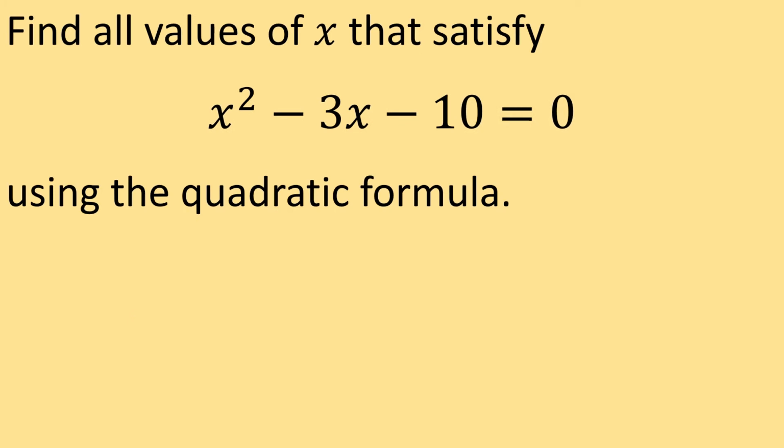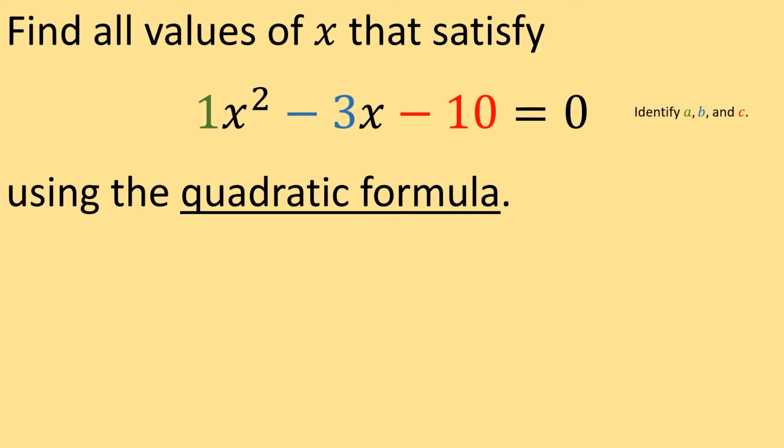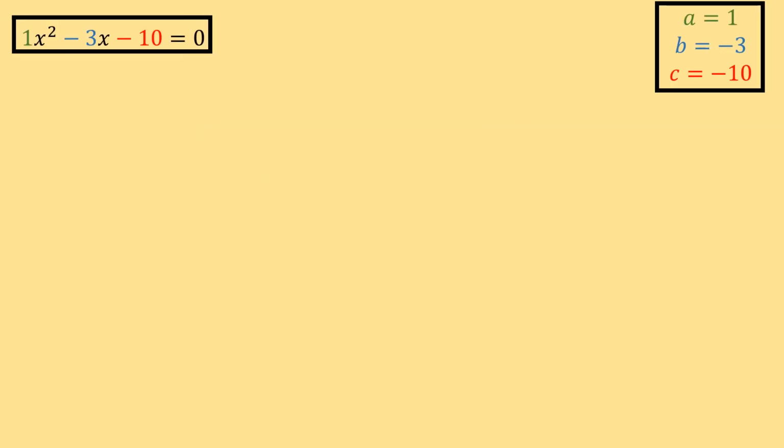Suppose we're told that we have to find all the values of x that satisfy x squared minus 3x minus 10 equals 0 using the quadratic formula. The first thing we want to do is identify the a, b, and c values within our quadratic equation here. It looks like a is equal to 1, b is equal to negative 3, and c is equal to negative 10.